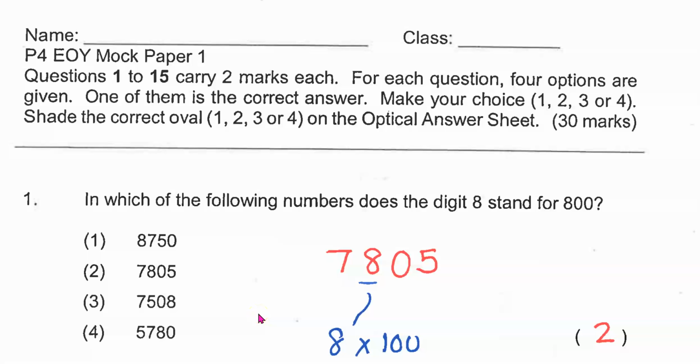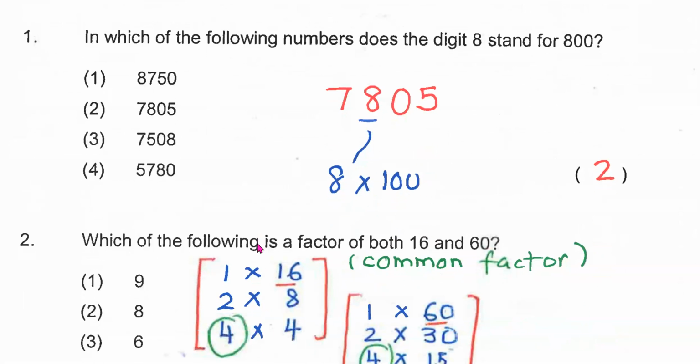Right, this is the mock paper for your revision and understanding. Question 1: in which of the following numbers does the digit 8 stand for 800? Digit 8 has a value of 800. Okay, number 2 is the answer because 8 falls in the 100 place. This is 1000. This here is the ones place, and this is the tens.